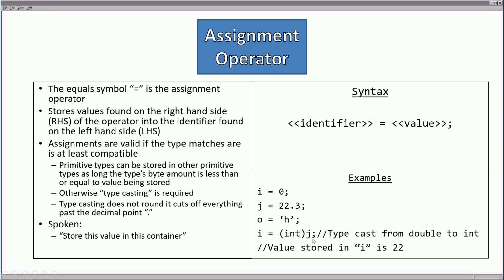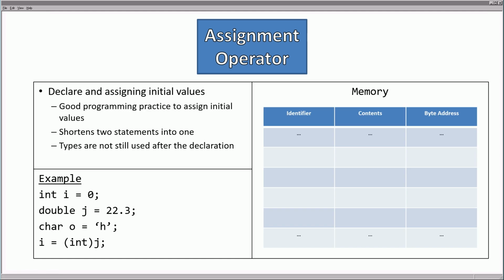We can see here that this is an example of typecasting, where simply enough, we take this identifier, and then in front of it, inside a parenthesis, we put the type that we are casting it to. So, if you ever needed to convert a double into an integer, this is how you would do it. Now you could declare and then assign values in multiple statements. Or you could do it all as one, but keep in mind, this is a shorthand. It's always good programming practice to assign initial values, and we could simply shorten this into one statement. Now keep in mind, types are still not used after their declaration.